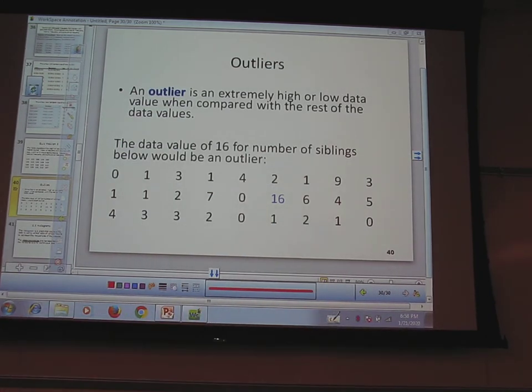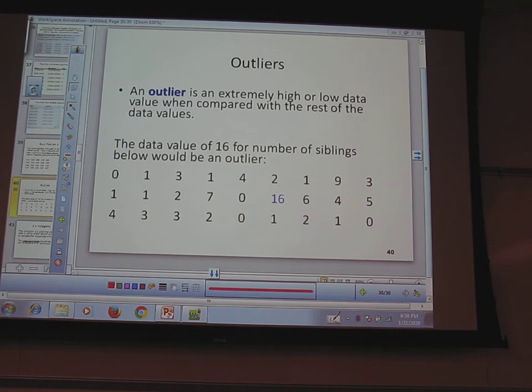It's kind of out there on its own, all by itself. So that's what an outlier is, the idea of it. An extremely high or low data value compared to the rest of the data values.